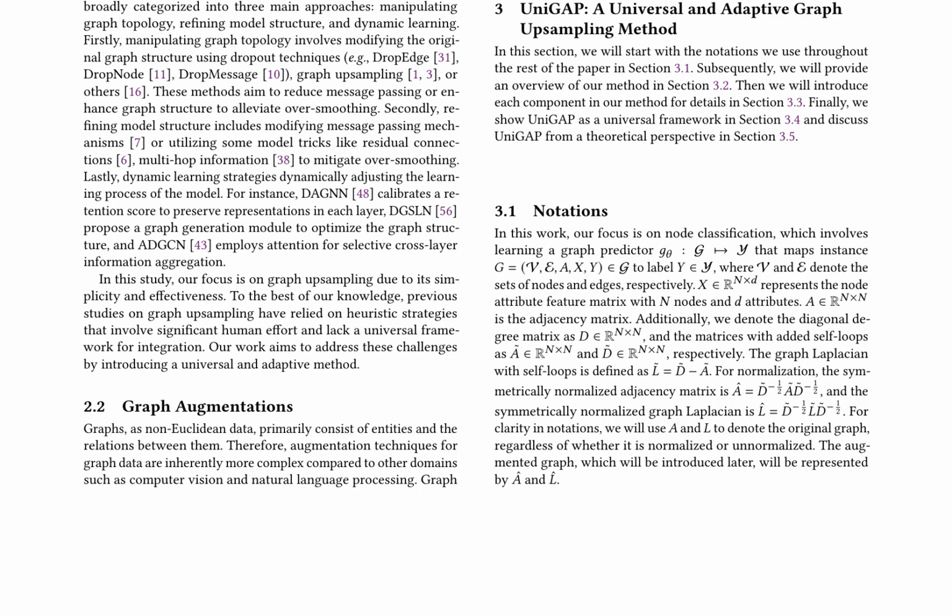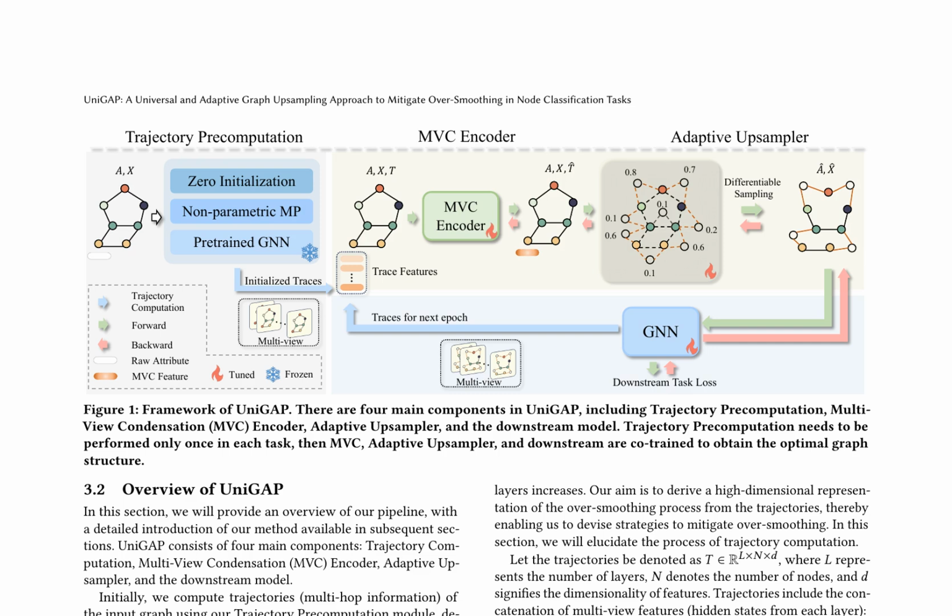The paper introduces key notations used throughout the rest of the paper, focusing on node classification, which involves learning a graph predictor that maps an instance to a label. Key notations include the graph predictor, node attribute feature matrix, adjacency matrix, diagonal degree matrix, and graph Laplacian, providing a foundation for the UniGAP method.